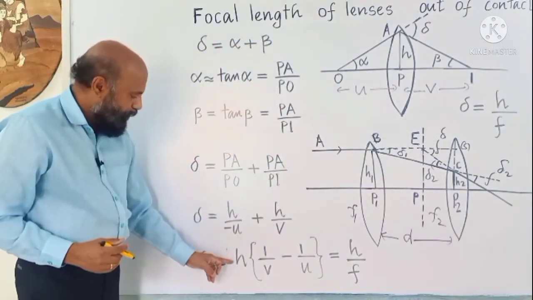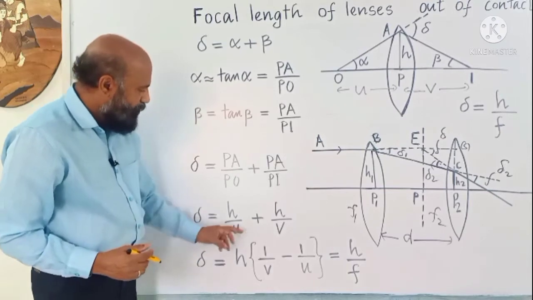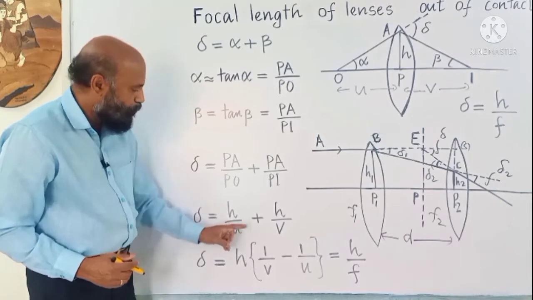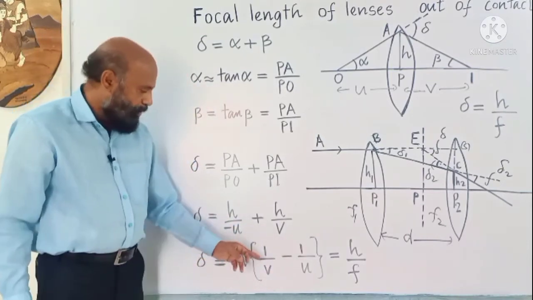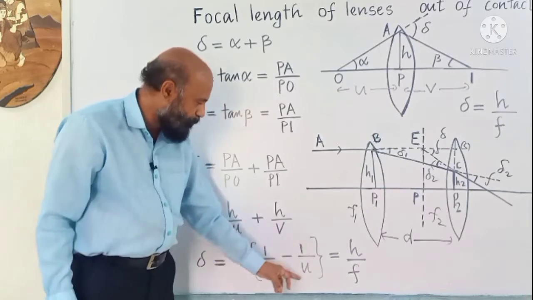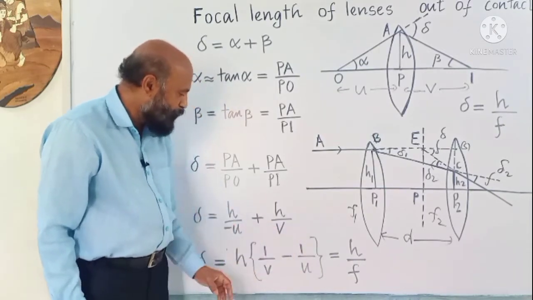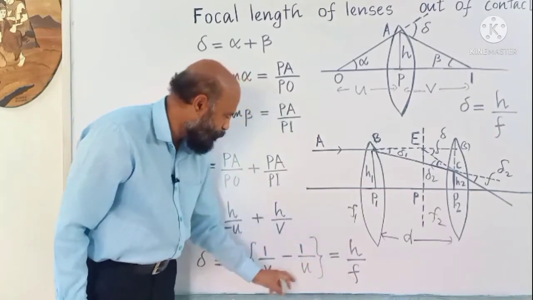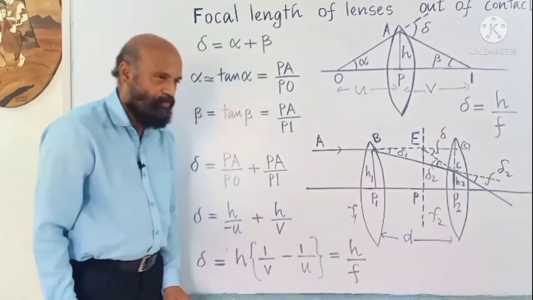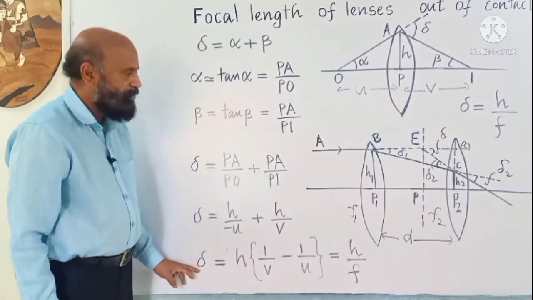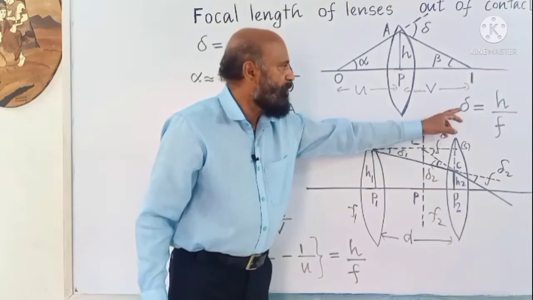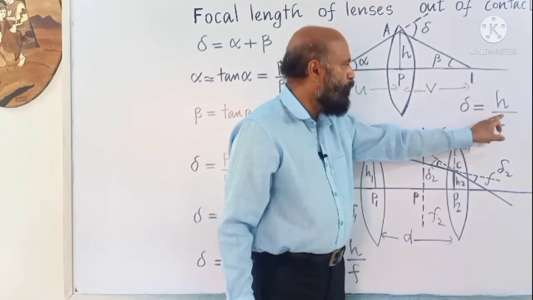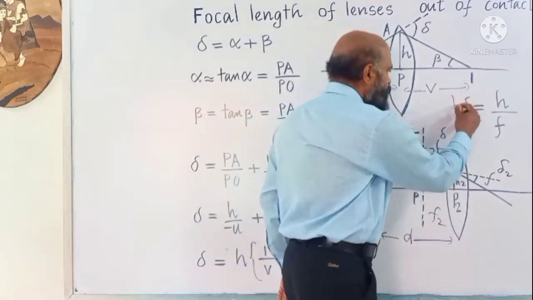h is now common, so you take h outside, then 1 by V minus 1 by U. Then as per the lens equation, 1 by V minus 1 by U is 1 by F. So delta is equal to h divided by F. For this we can substitute 1 by F as per the lens equation. So delta, the angle of deviation, is h by F. The angle of deviation is equal to the ratio of the height to the focal length.